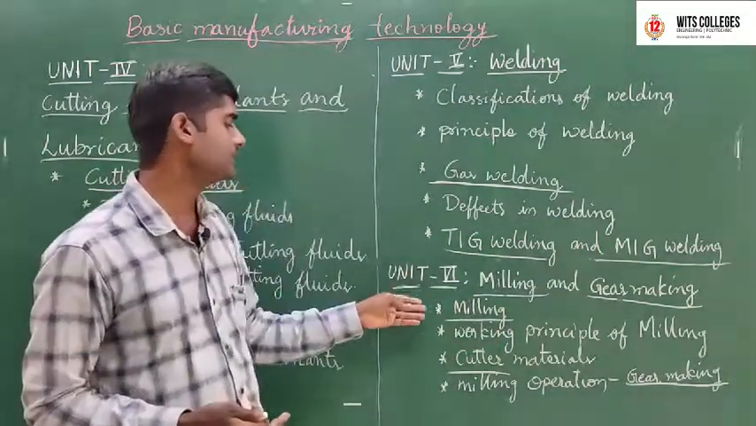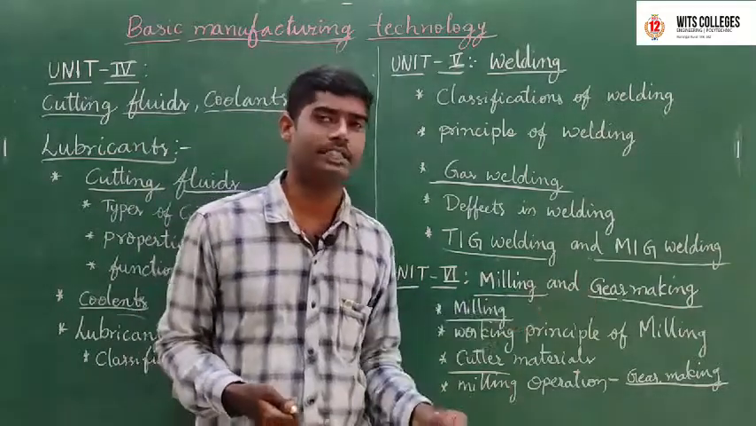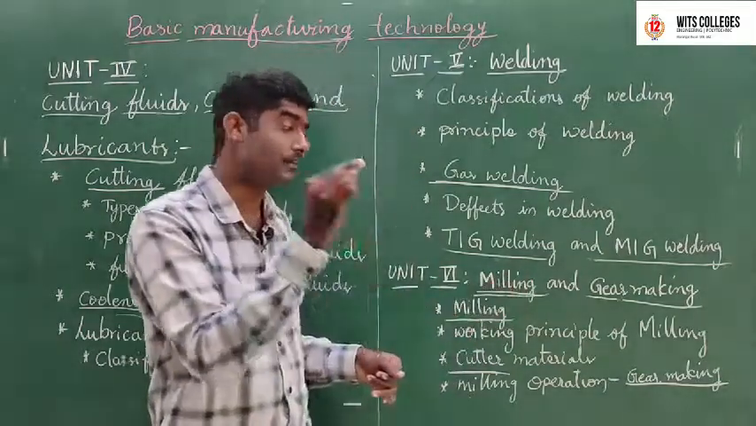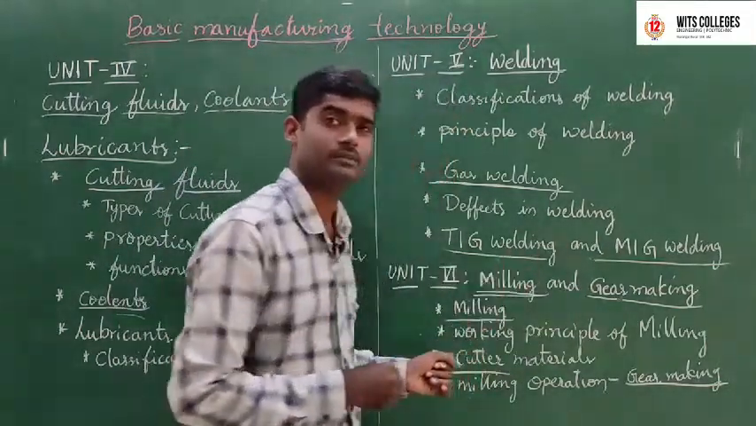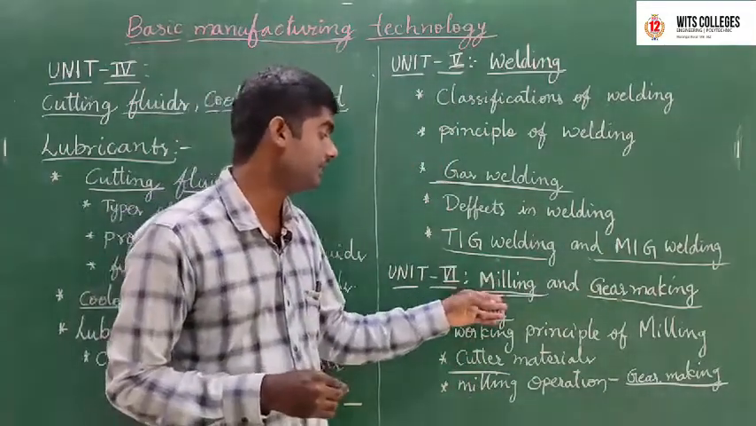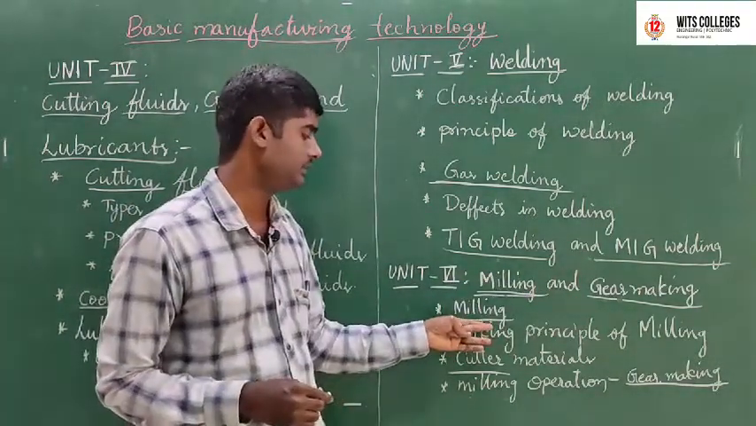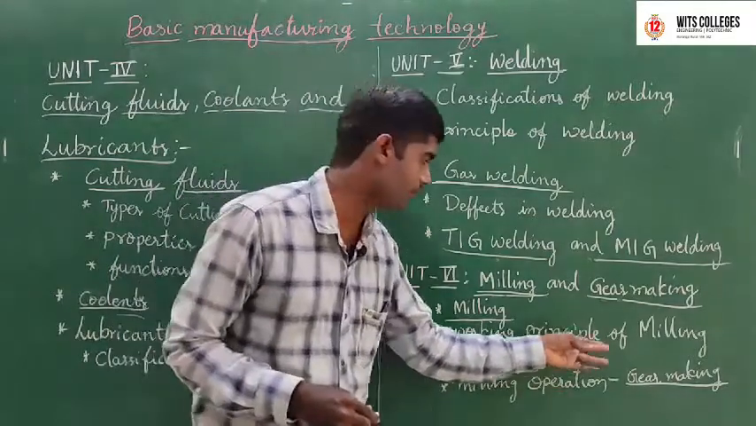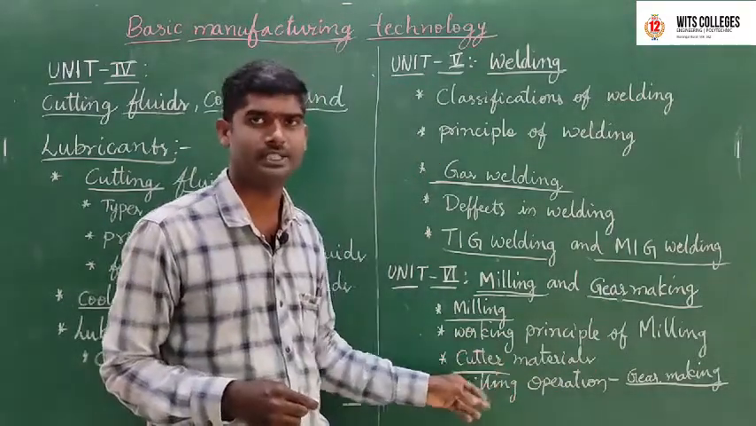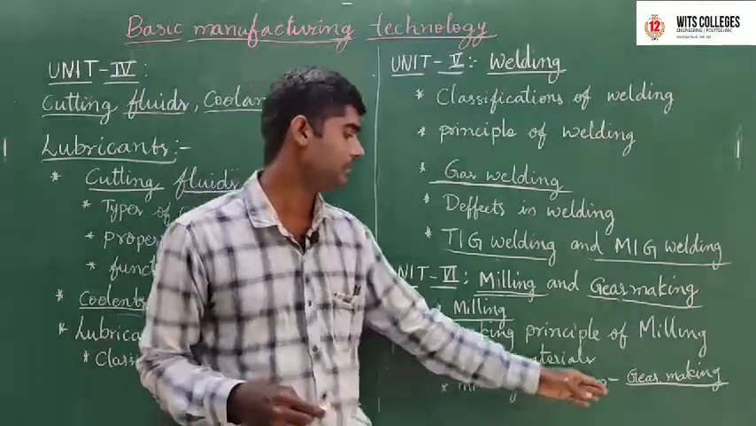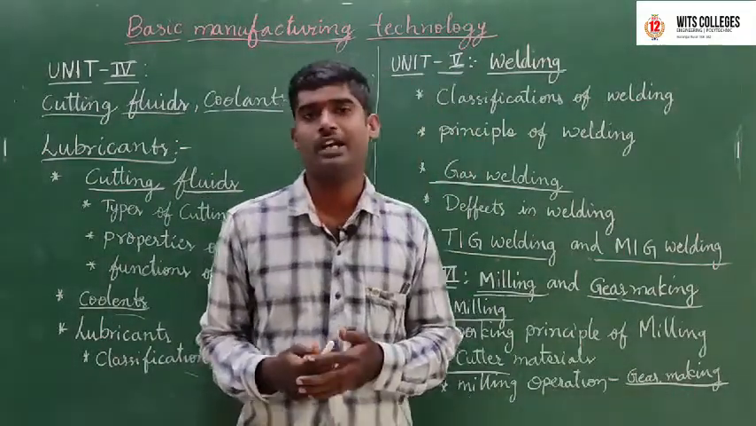Next, the sixth unit is milling and gear. In milling, what are some of the operations? One of the operations is gear making. We are using the milling machine for gear making also. Next, what is milling? What are the working principles of milling? Cutter materials. What are the cutter materials? Next, milling operations. In milling operations, gear making is one of the operations.